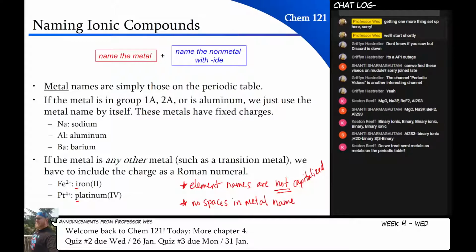When you are writing the name of the metal, don't put any spaces. So don't put a space between platinum and the parenthesis, nor should you put any spaces inside the parentheses. Type it all as one word. So if I wrote iron space 2 parentheses II parenthesis, Canvas would mark it wrong because it is not expecting a space. Because there are no spaces. It treated it all as one word.